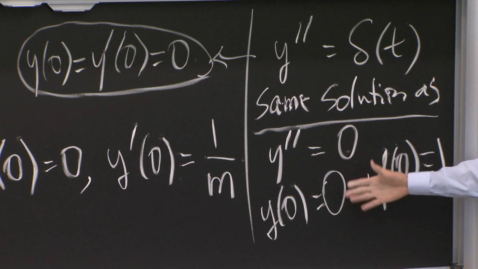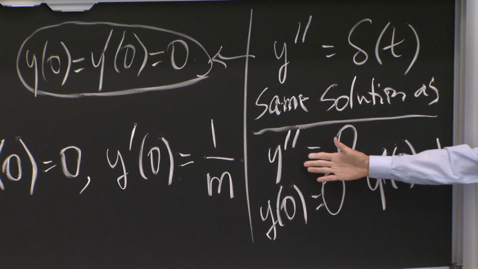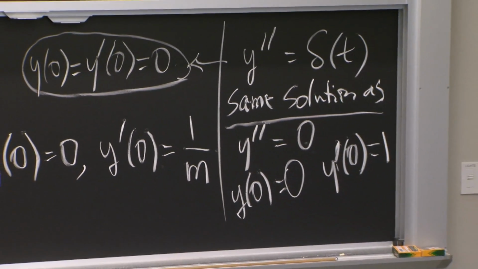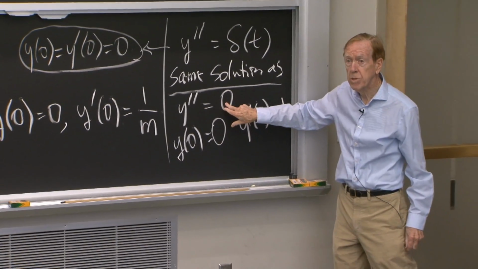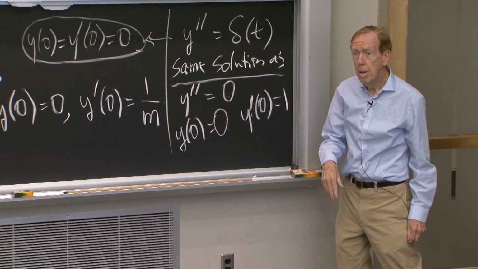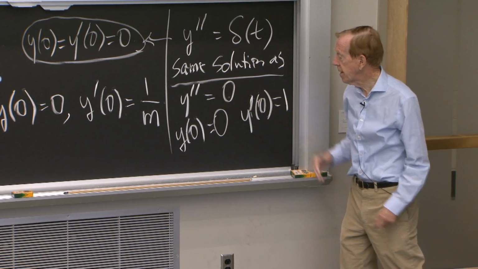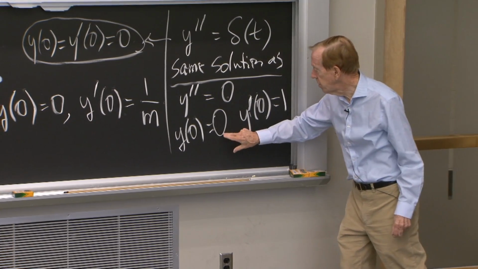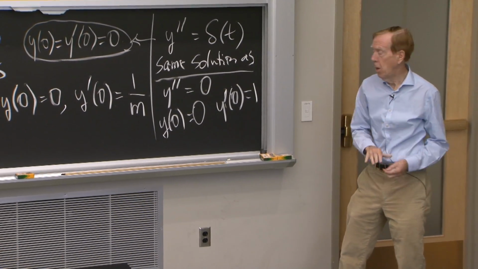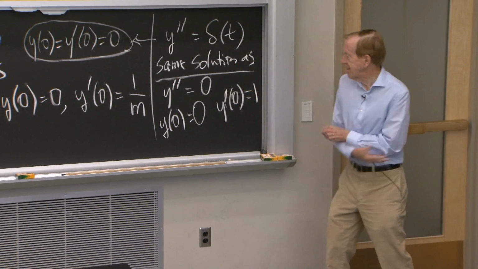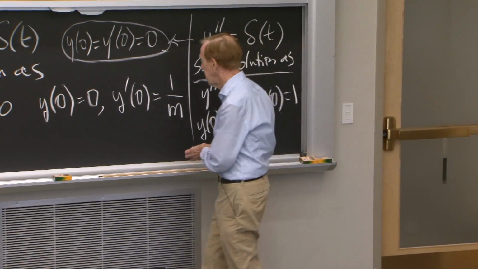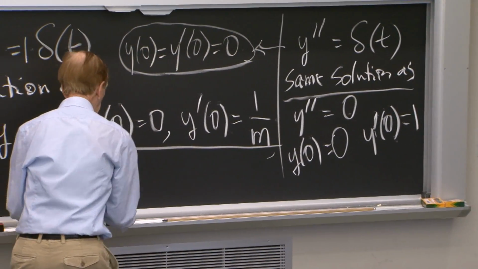Suppose y double prime is 0. What are the solutions to y double prime equals 0? Constant and linear. A plus bt, right? They have second derivative 0. Now what's the solution that starts from 0? That kills the a, and has slope 1. What's the answer to that question? t. The solution to this equation is a ramp.